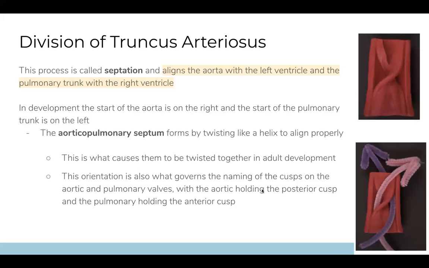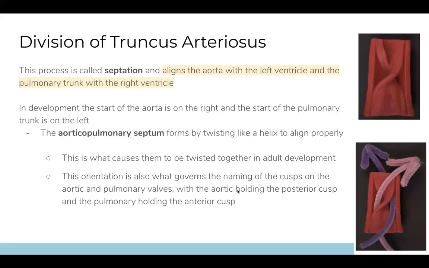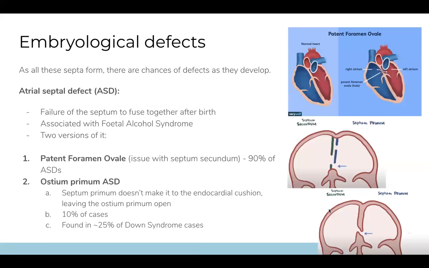And also, I wrote this myself and I can't really remember what this means. Naming of the cusps on aortic and pulmonary valves. Aortic holding the posterior cusp. Oh, okay. So if you look at the naming of the cusps, the aortic valve has a posterior cusp and other names, and the pulmonary has an anterior cusp and other names, but they do not share names. That's just because your aorta develops more posteriorly to the pulmonary. Okay, hopefully that all makes sense.